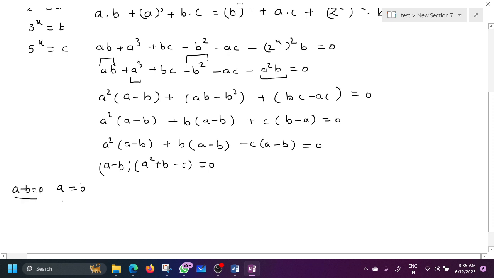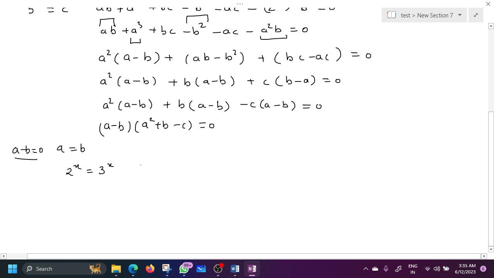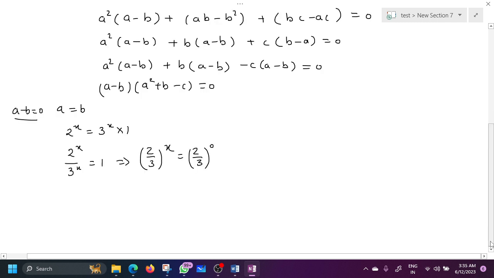A minus b is equal to 0 gives you a is equal to b. So a is 2 power x and b is 3 power x. The only possible thing is you multiply it by 1. I am giving you a proper mathematical value. Okay, so you get 2 power x by 3 power x is equal to 1, or you can say 2 by 3 whole power x is equal to 2 by 3 whole power 0, because 1 can be written as something power 0. So this gives you x equal to 0, first value, which we have already spotted in the first case when we were discussing the question.